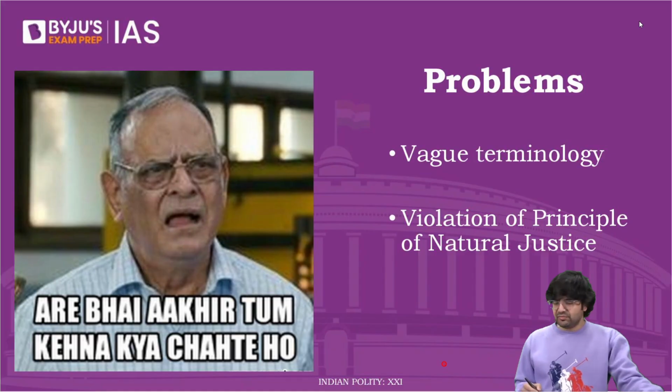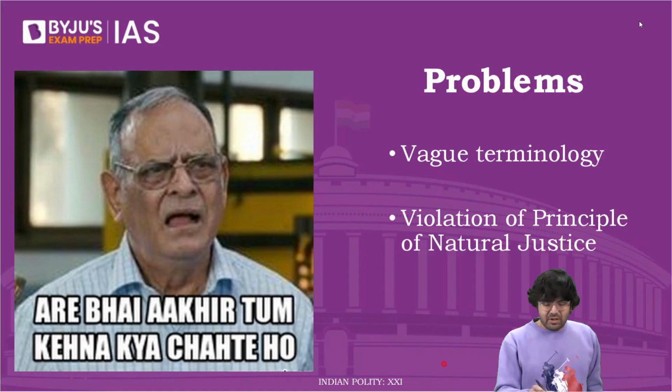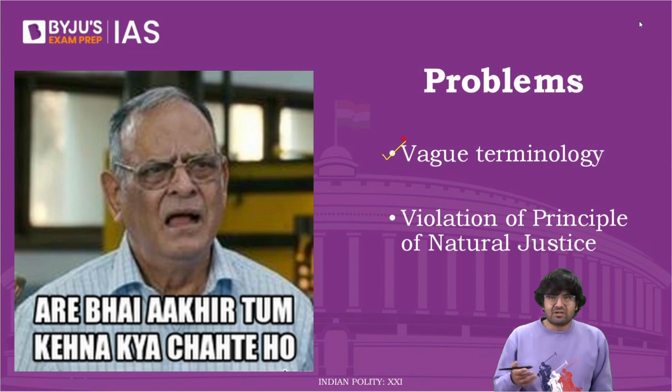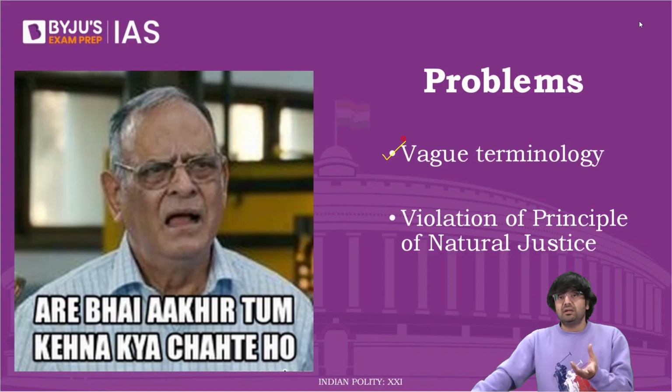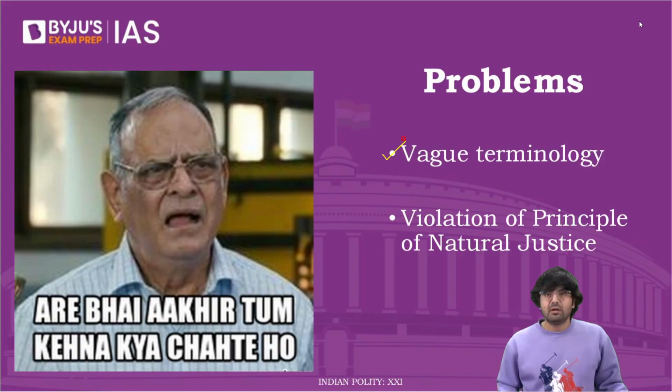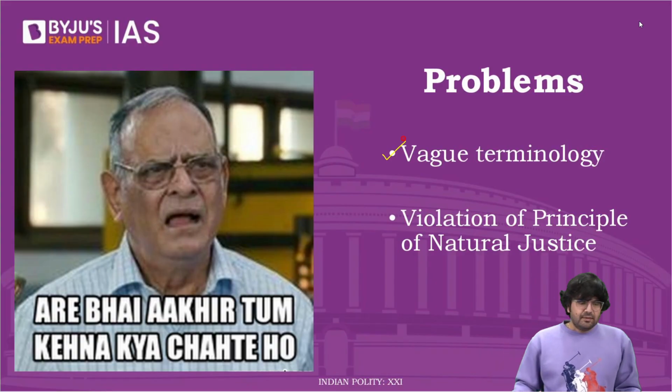Now, beyond this, what are the problems? Two problems. Number one, vague terminology. Now, come on. Scandalizing the court, obstructing the course of justice. What's the meaning of all this? Attacking the dignity. See, sometimes a judge can be hypersensitive, gets angry at the smallest of things. That's possible, right?